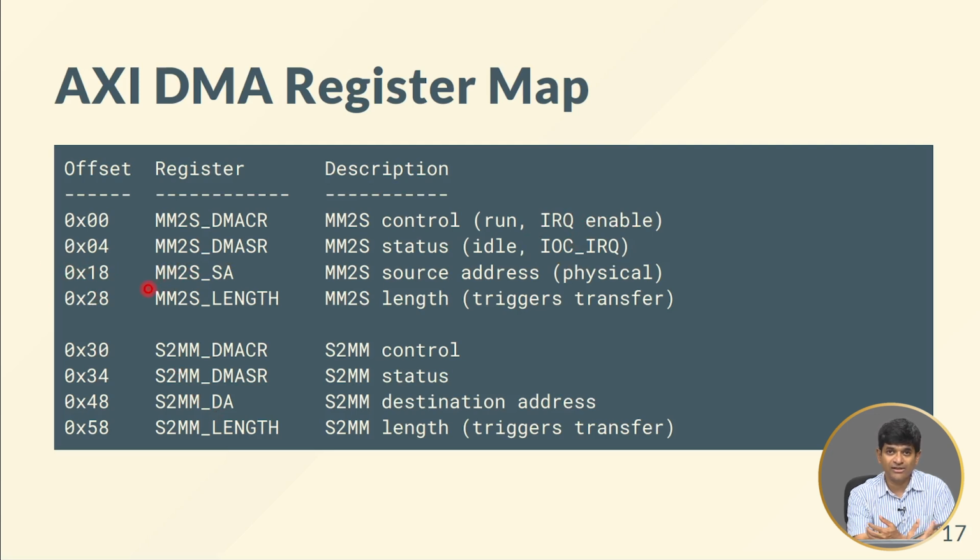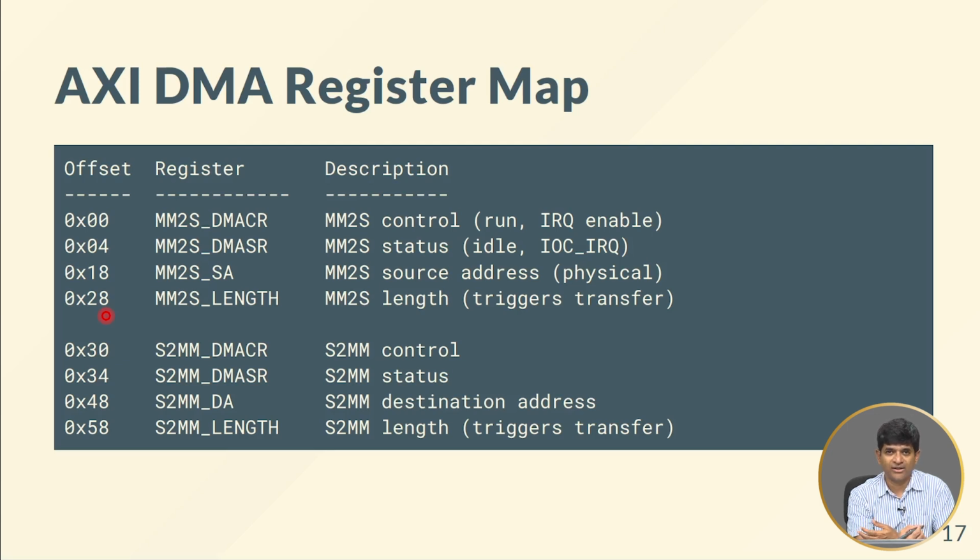So I need to read from a source and send the data out to a stream. I do not need a destination, right? So the MM2S source address and the length, and the DMA is usually set up such that as soon as you write into this length register, it starts transferring. Again, design choice, right? Not necessary that this is the way to do it, but it's actually a nice simple way of doing it, right?